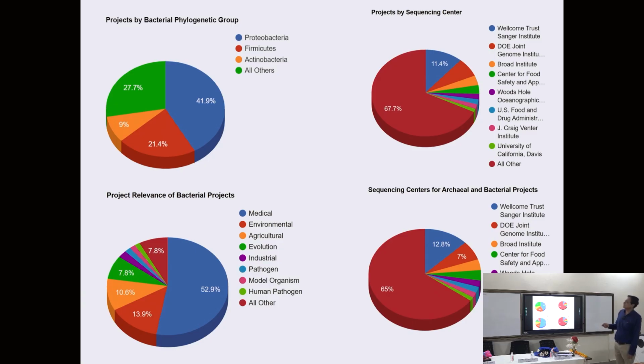So it seems like proteobacteria and firmicutes are most sequenced, and could also be because of their medical relevance. Many of those could be pathogens. So that's why, because of medical urgency, they are sequenced at many different centers or hospitals.